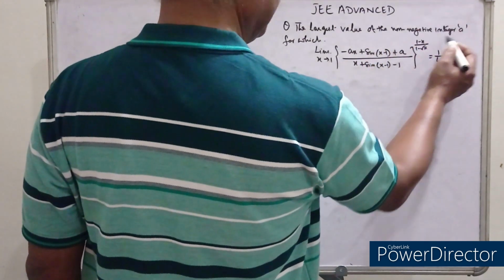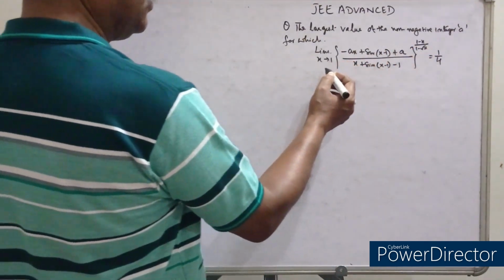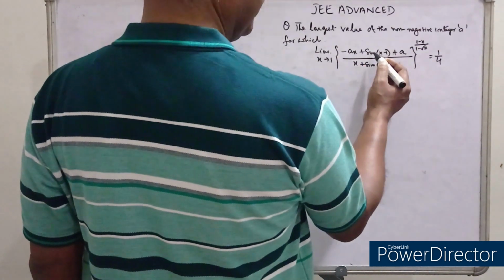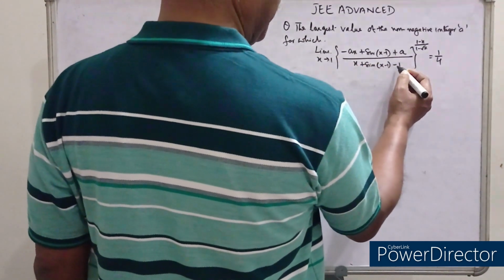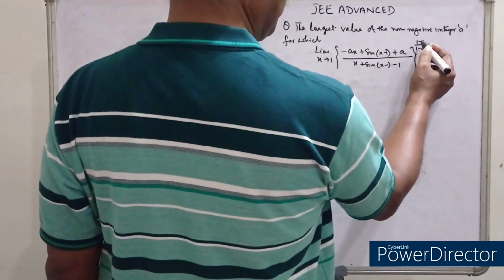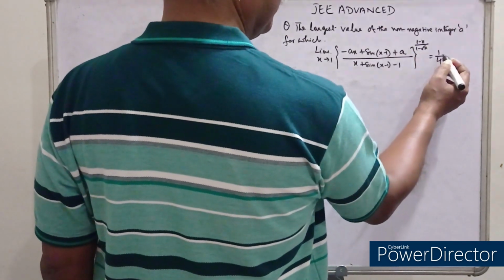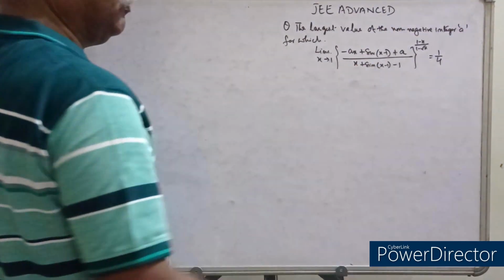Now my next question is: find the largest value of non-negative integer a for which the limit as x tends to 1 of [(-ax + sin(x-1) + a) / (x + sin(x-1) - 1)]^((1-x)/(1-√x)) equals 1/4. You have to find the value of a.